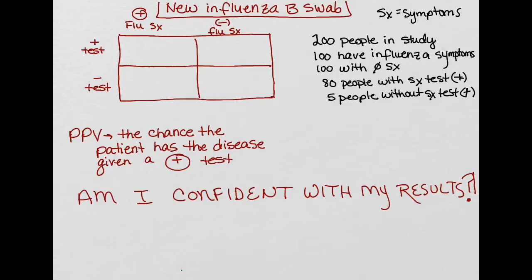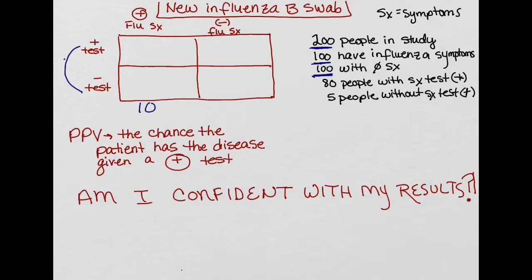Looking at the table over here, this is how the formula is put together. On the left-hand column, those who test positive will go in this column, and those who test negative. So this is for influenza. They picked 200 people in the study. They have 100 people that have flu symptoms. So you wake up and you have a high fever, body aches, chills, and a cough. And then they have 100 people with no symptoms at all.